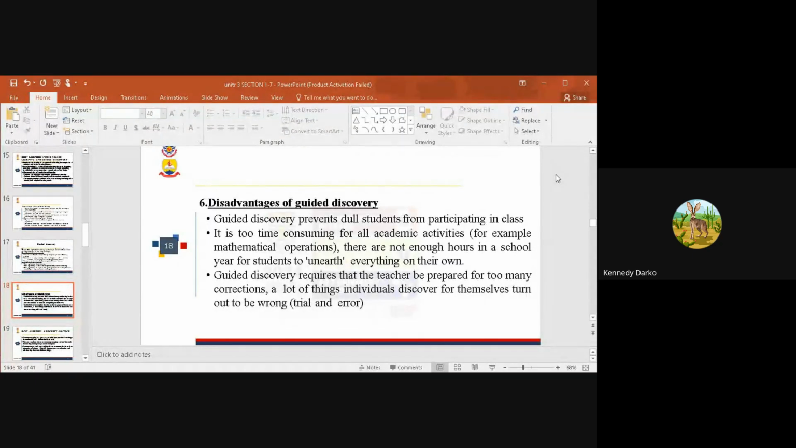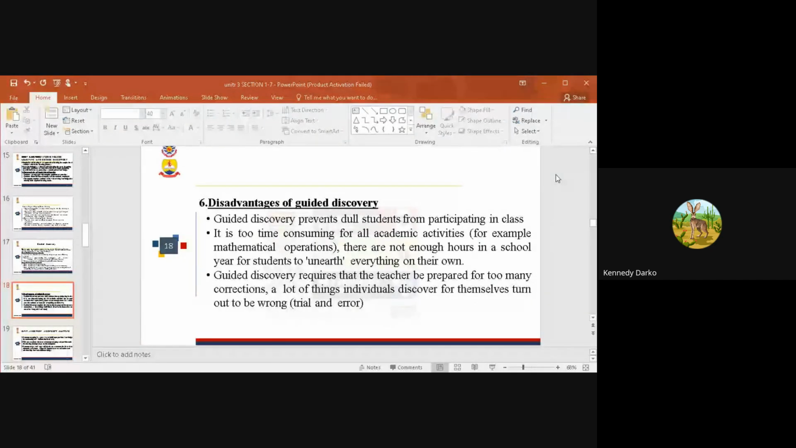Guided discovery prevents dull students from participating in class. It is too time consuming for all academic activities. For example, mathematical operations. There are not enough hours in a school year for students to unleash everything on their own. So there are some subjects where you need to have time to take the children through. When you leave them, they cannot complete within that time frame. And they have cited mathematical operations, for instance.